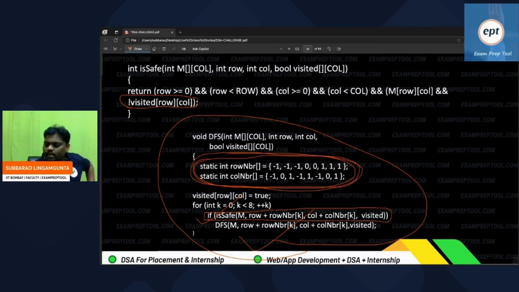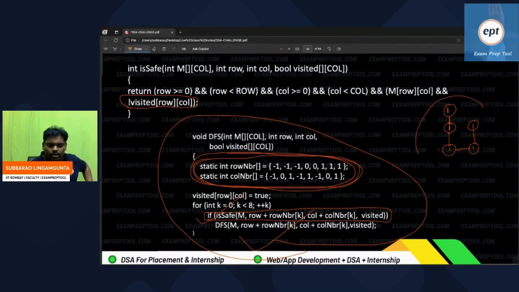So like this, one is already there. Should I take the next one or not? Adjacent or not, I will verify. And one more thing, is it 1 or not, verify. If it is 1 and adjacent, call DFS. Next one, once again, verify adjacent and 1. Like that, it keeps on going, and you will group them.